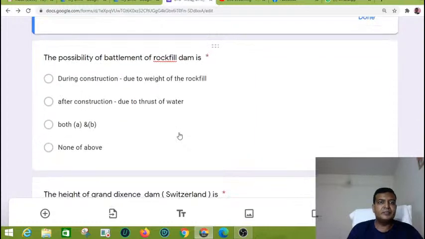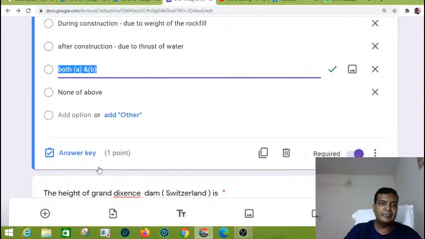The possibility of settlement of rockfill dam is during construction due to weight of the rockfill, after construction due to thrust of the water, and both A and B. Here the answer is C, both A and B, because it can have settlement due to its weight, and it may have settlement due to thrust of water. So here the answer key is C.